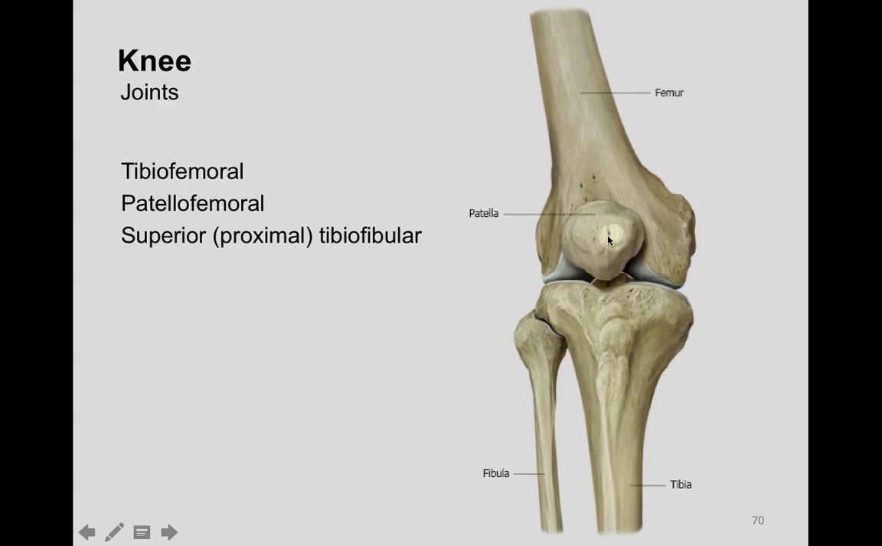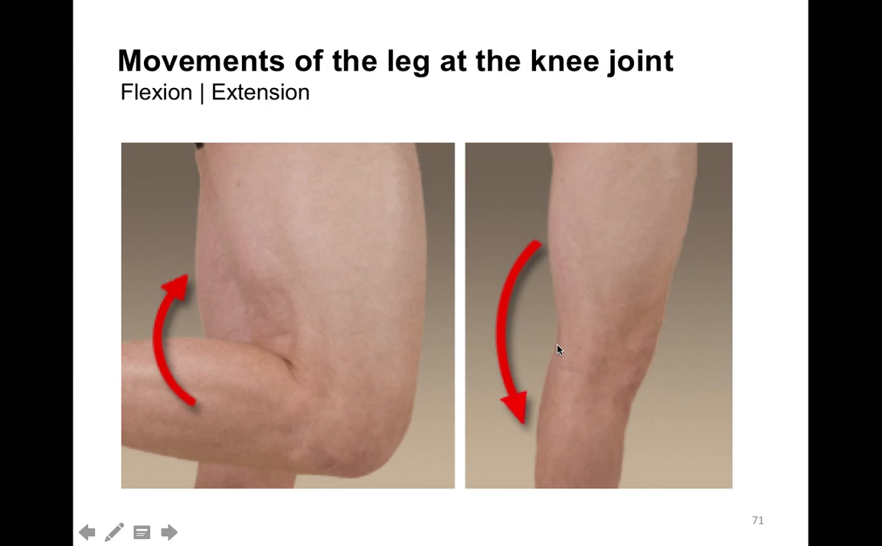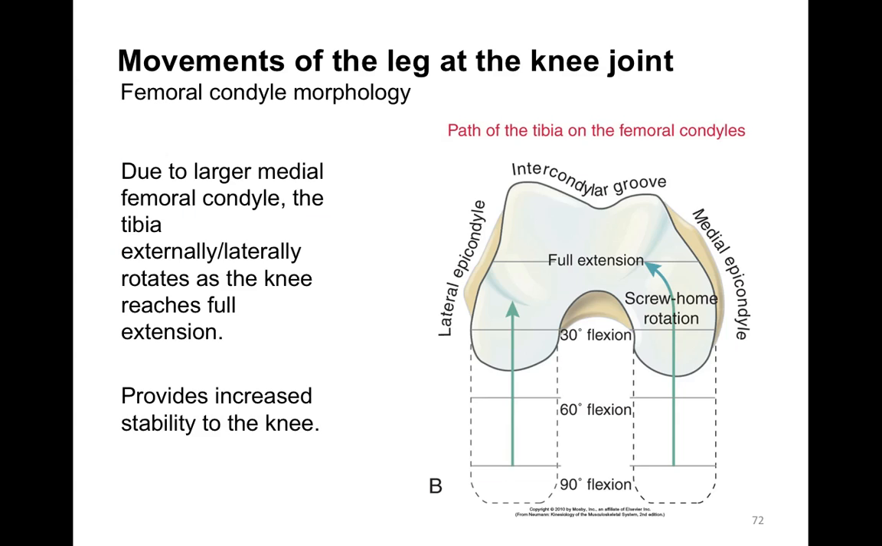patellofemoral joint between the patella and the femur, as well as a superior tibiofibular joint, also known as a proximal tibiofibular joint. And these joints allow the following movements of the leg at the knee: flexion and extension.